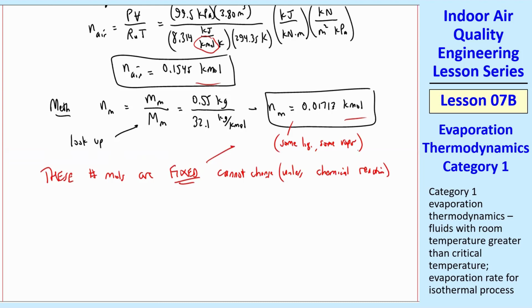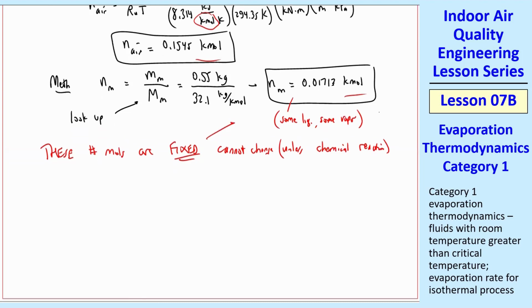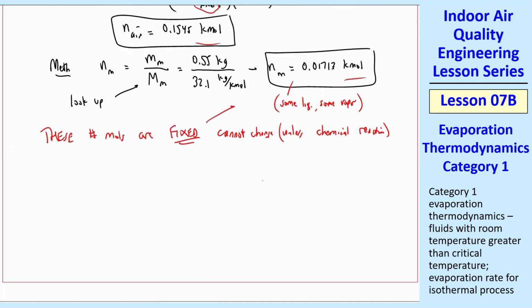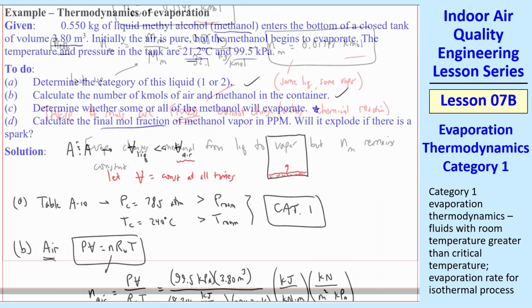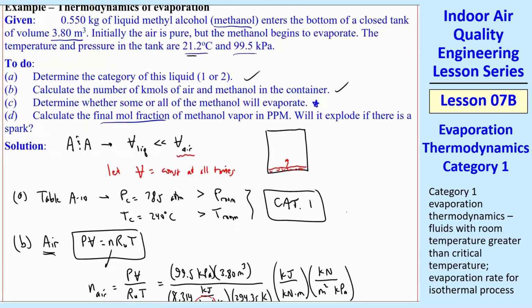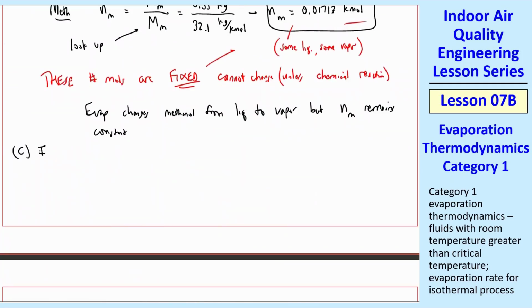It's all liquid at T equals 0, and then it goes to either all vapor or some vapor, depending on whether it's going to have enough liquid to do that or not. What's happening is the evaporation changes the methanol from liquid to vapor, but Nm remains constant everywhere. It can't change. Determine whether some or all of the methanol will evaporate. The best way to do that is to use that equation I gave you.